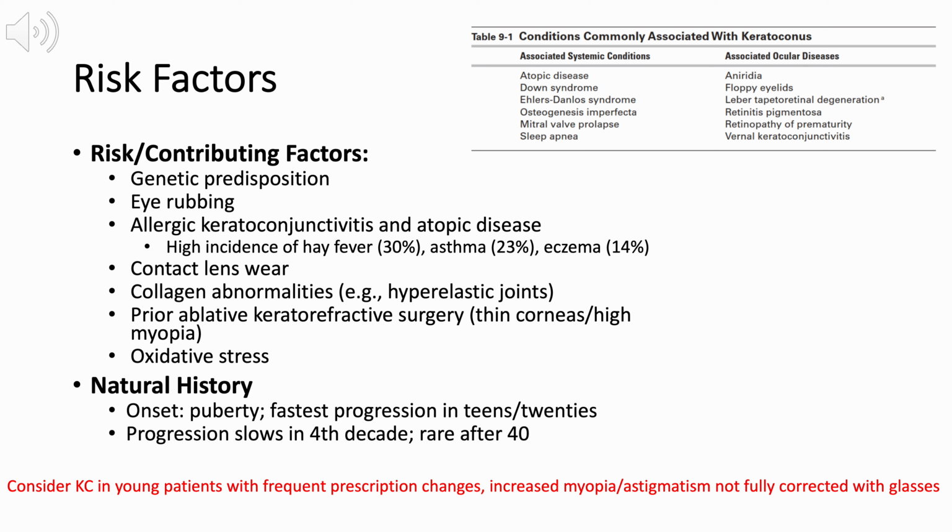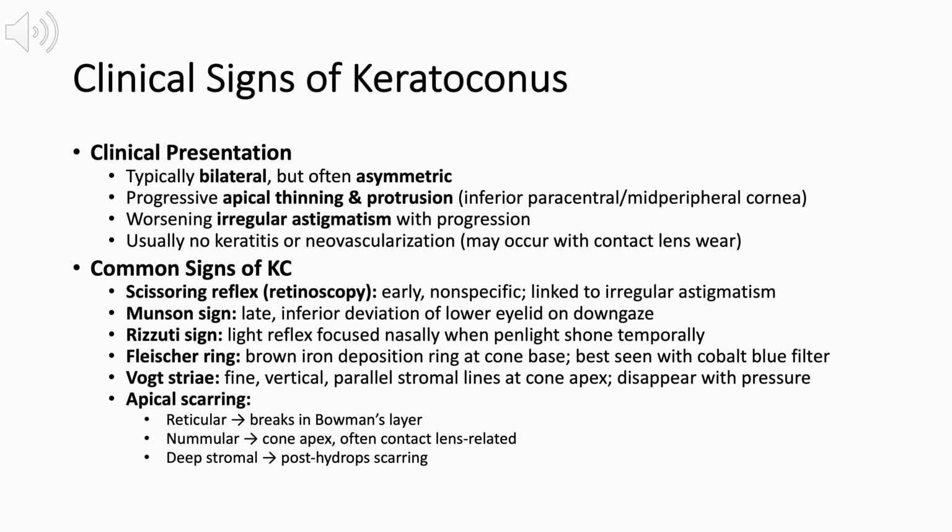Clinically, keratoconus should be considered in young patients who present with frequent prescription changes, progressive myopia or astigmatism, and vision not fully correctable with glasses. Keratoconus typically presents as a bilateral but asymmetric condition marked by progressive apical thinning and protrusion of the cornea, often in the inferior paracentral or mid-peripheral region. As the disease advances, patients experience worsening irregular astigmatism, which contributes to significant visual distortion. Importantly, keratoconus usually occurs without associated keratitis or neovascularization, although these complications may appear in those who wear contact lenses.